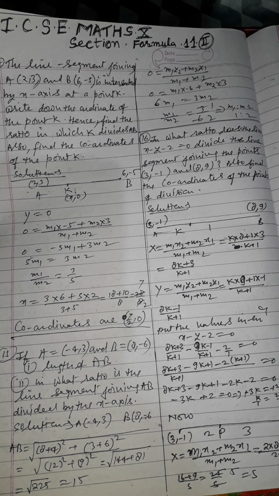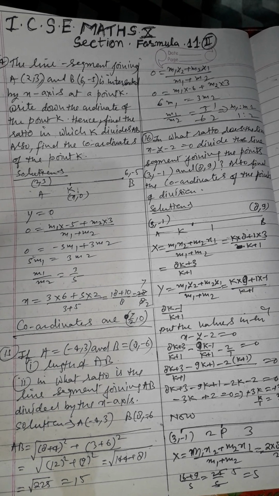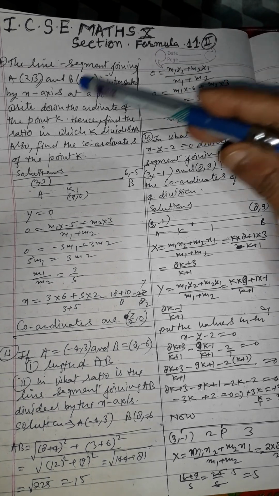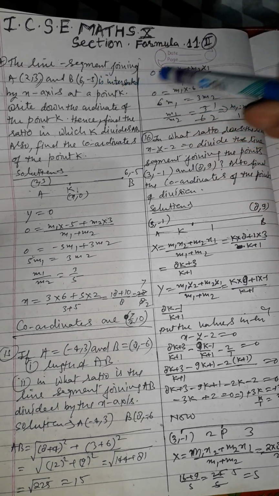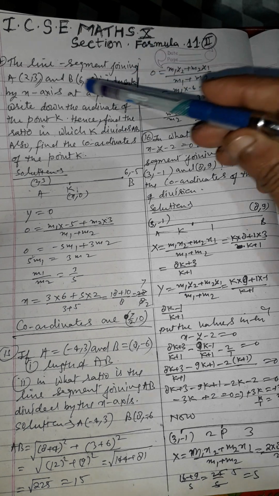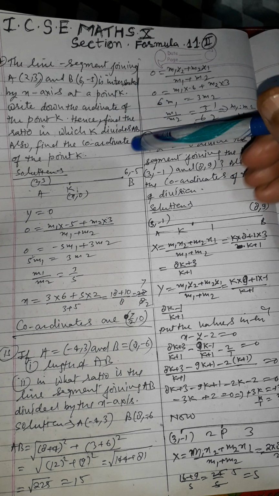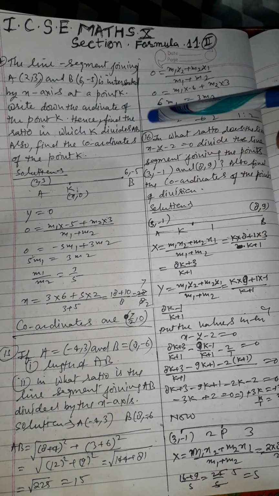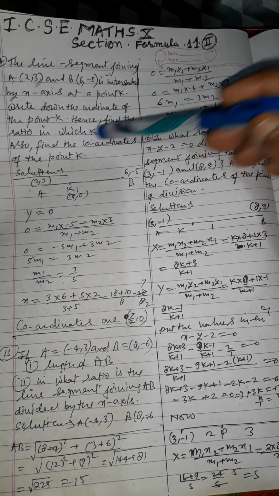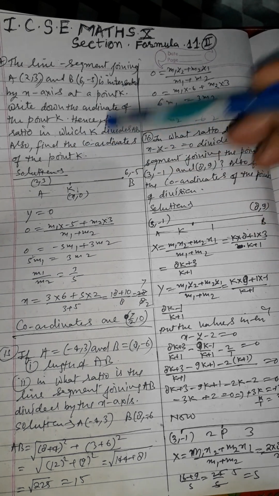Question 2. The line segment joining A(2, 3) and B(6, 5) is intersected by the x-axis at the point K. Write down the coordinates of the point K. Hence find the ratio in which K divides AB. We also find the coordinates of the point K.